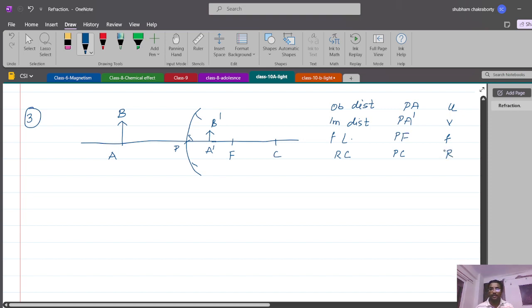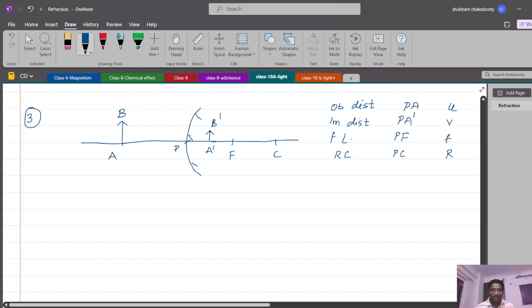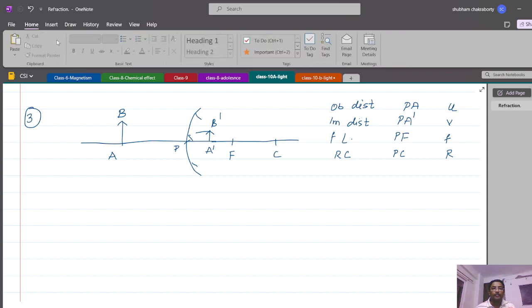And now let us see what are the signs. So let's draw the incident ray. Because this is the object, this is the incident ray. So let's start with the object distance.